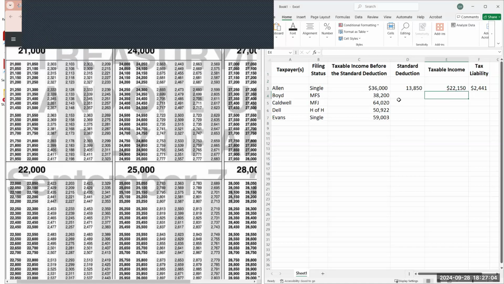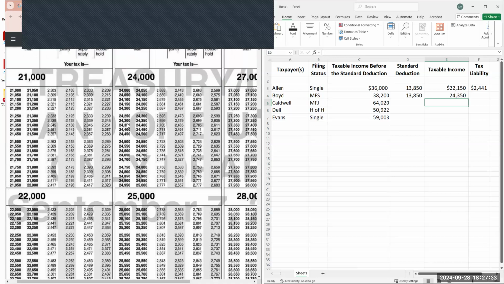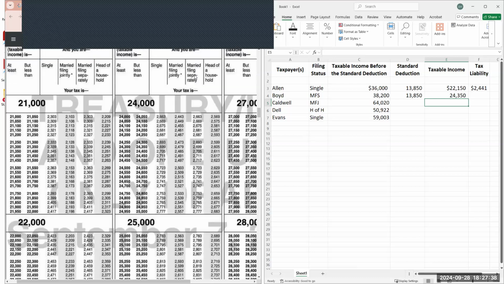All right. So now we do the same thing for Boyd. Boyd is married filing separate, and for a married filing separate individual, the standard deduction is the same as single. It is $13,850. So taxable income before standard deduction of $38,200 minus $13,850 is a taxable income of $24,350 for Boyd. So here we see, right on the same chart, 24,350 for a married filing separate individual. We see here tax liability is $2,705.